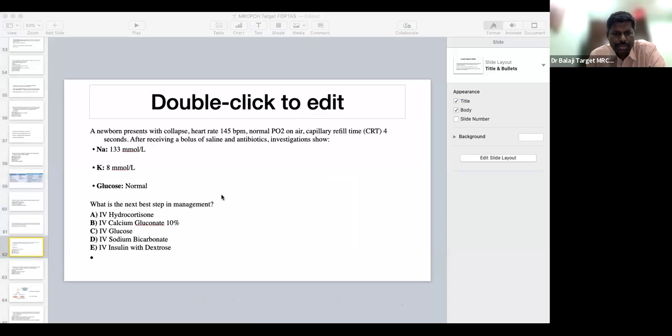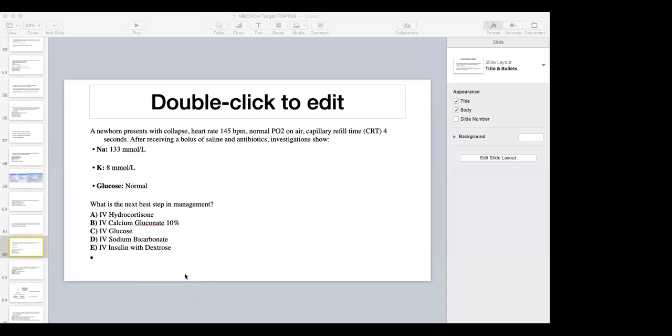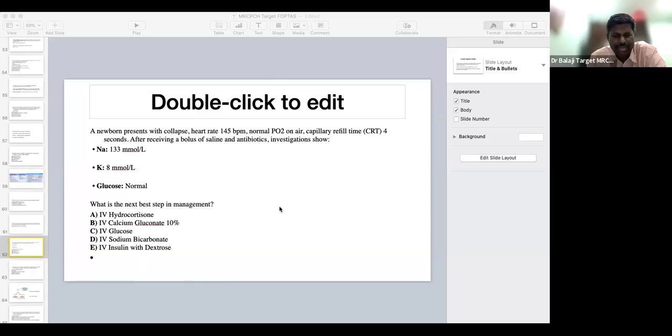So here is a child who is presenting with CAH-like features. Sodium is 133, potassium is 8, glucose is normal. So what is the next best step in management? Dr. Indra, can you tell this? IV hydrocortisone. Yeah, I also thought of this. That is the small trick they keep in the exam so that we get it wrong. So it's a case of CAH, right? Very good. Sodium is low and potassium is high, and hydrocortisone is the treatment for congenital adrenal hyperplasia.